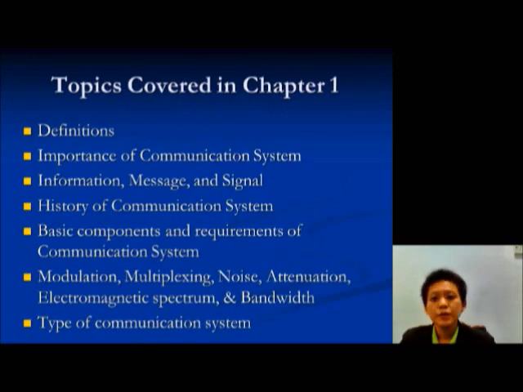Okay. Topics covered in Chapter 1: definitions, importance of the communication system, information, message, signal, history of the communication system, basic components and requirements for the communication system, modulation, multiplexing, noise, attenuation, electromagnetic spectrum and bandwidth, and types of communication system.